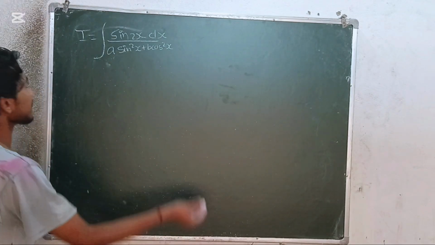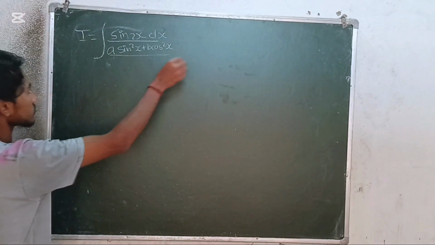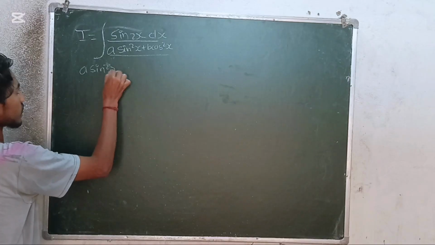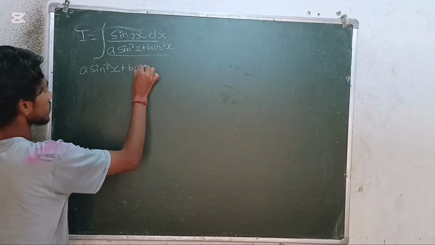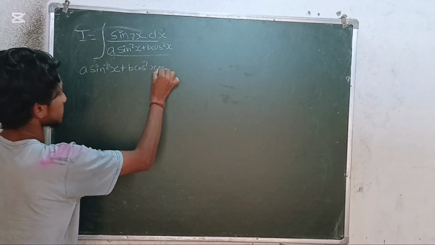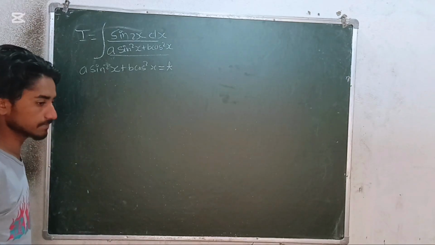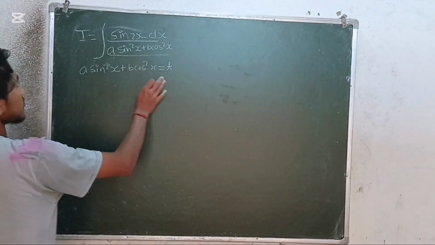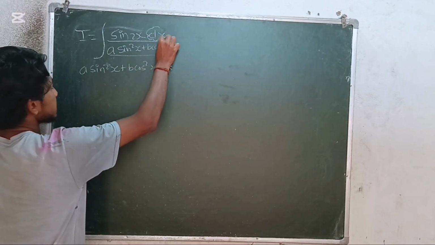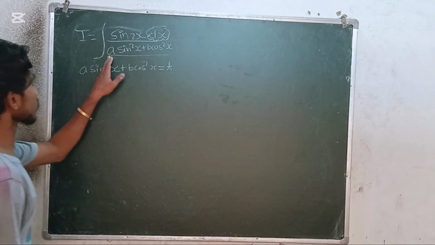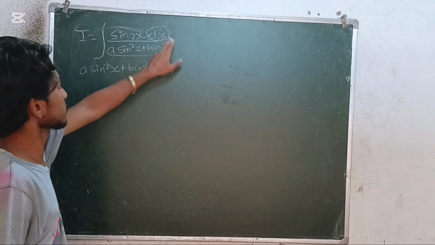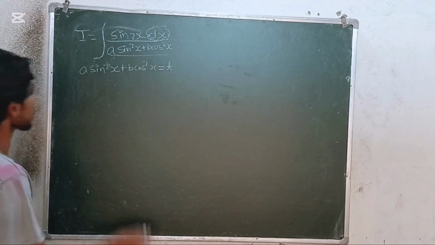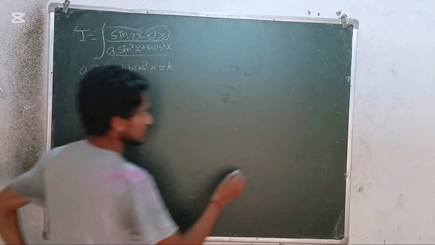So let's just replace this function with some arbitrary function. Let us assume a sine squared x plus b cosine squared x is some new variable t. Now we have to differentiate and write dx in terms of the new variable, so in terms of dt.